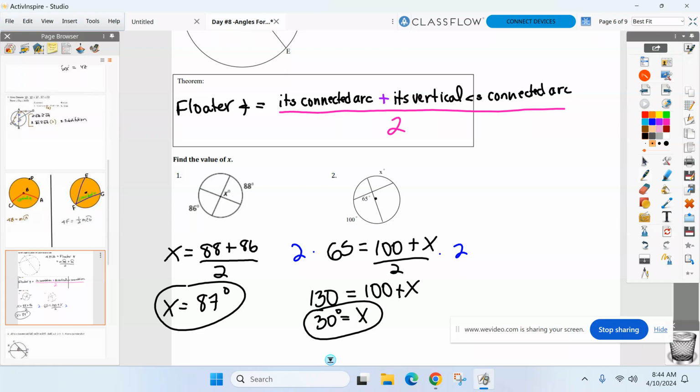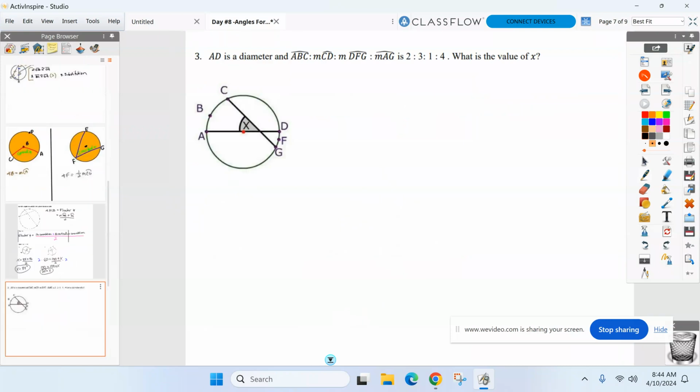Anybody have issues with finding the floaters? Because we're going to up the difficulty now. We're good? Let's go. Third one. I've got numbers in a ratio. I'll get to that in a second. Find x. Everyone look at angle x first. Is it central? Nope. Is it inscribed? Nope. We identify it as a floater then.